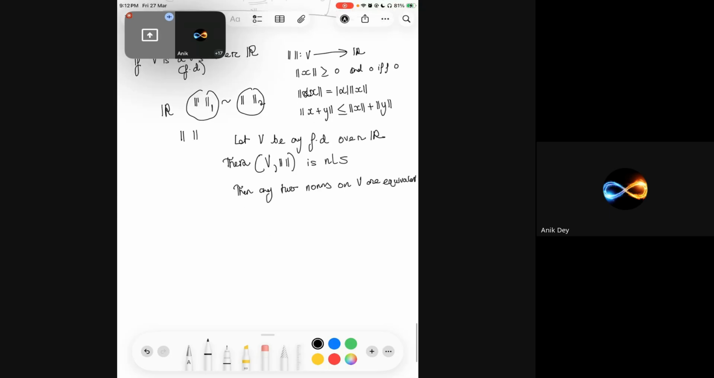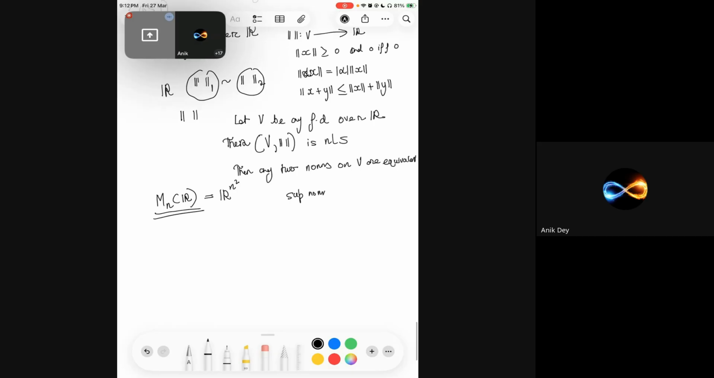So do you know M and R? As stated, this set is exactly the same as R^(n squared), right? Matrices. So as stated, these two are the same. Do you know any norm here on M_n(R)? I'm just asking. You don't need it. No, I do not know. There is something called a sup norm here. Okay, you do not know it.